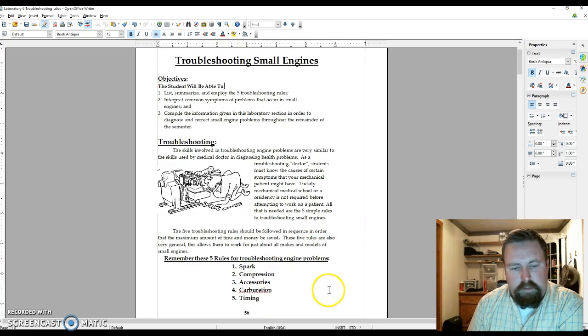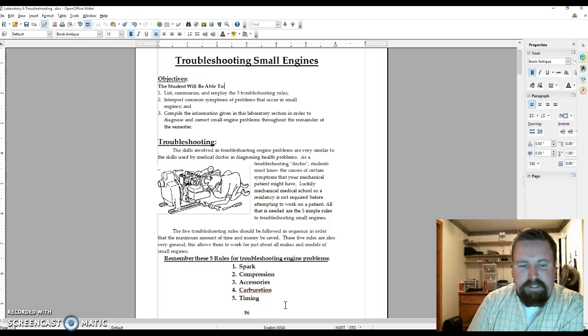One of the things that I want to look at here is the 5 rules for troubleshooting engines. And those are spark, compression, accessories, carburation, and timing. And they should be done in this order. And we'll get to the reasons why.